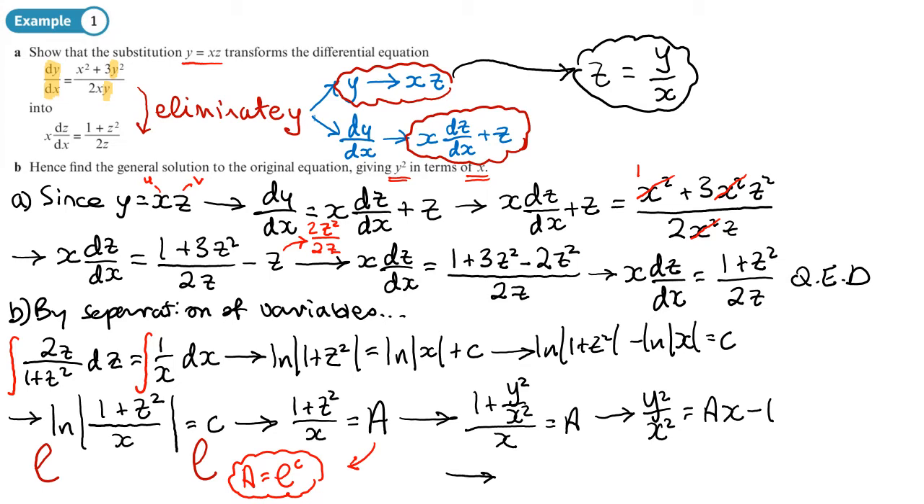And then I can finish it off by multiplying both sides by x squared, so I'll have y squared equals x squared times by a x minus 1. So there we go. That would be our general solution to that differential equation using the transformation.